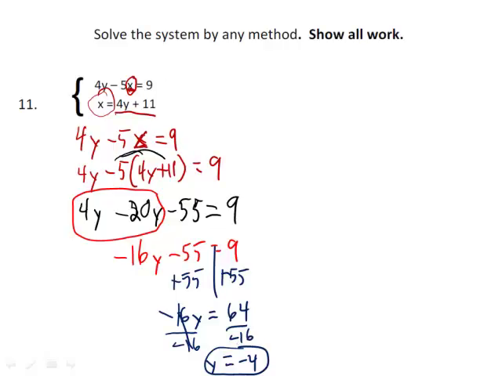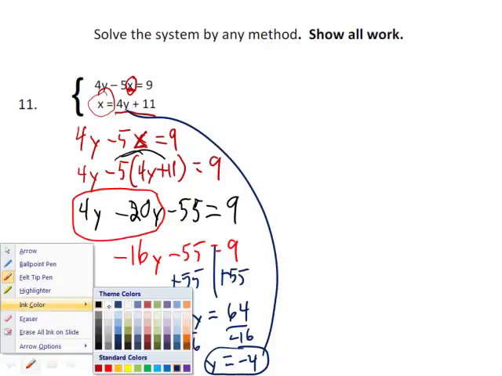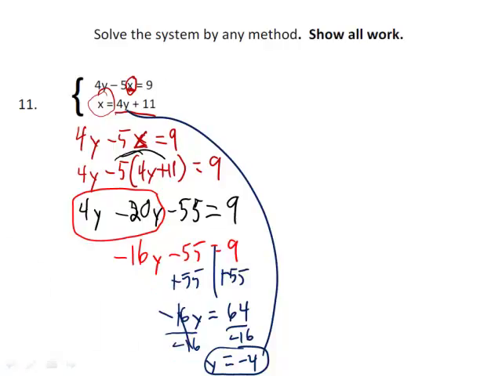All right, so that's kind of a long, drawn-out process, isn't it? That was just to find the first variable. That's why this one's kind of a difficult one. So I'm going to take that, put it in there, figure out what x equals now. All right, so I have x equals 4 times negative 4 plus 11. Right? 4 times negative 4 is negative 16. So x equals negative 16 plus 11. X equals negative 5.